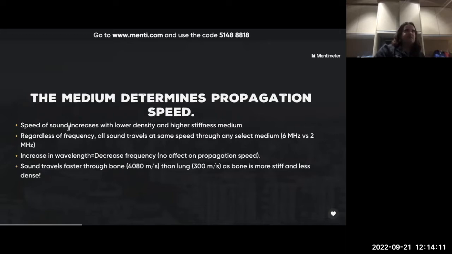That's because of that issue with high stiffness but low density. Regardless of the frequency, all sound travels at the same speed through any selected medium. If you increase the wavelength, then you decrease the frequency with no effect on propagation speed. And sound travels faster through bone, as we talked about, than lung, as bone is more stiff and less dense. So lung is obviously filled with air. And so this propagation speed you're talking about is mainly because of that problem with the alveoli being filled with air.